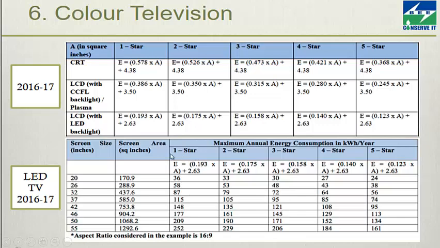If we have a star 1 rating with a 20-inch screen, its yearly power consumption is 36 kilowatt hour, and for 55-inch its power consumption is 252 kilowatt hour. Let us emphasize this one. You can see for star 1 it is 252, for star 5 it is 161 kilowatt hour. As the number of stars increases, definitely the cost will increase, but you can see the power saving from 252 to 161, almost 91 kilowatt hour saved in 1 year for an LED TV.